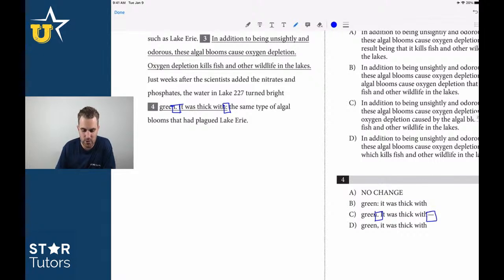I would imagine the period's going to work. Just weeks after the scientists added the nitrates and phosphates, the water in Lake 227 turned bright green. That's a full sentence. It was thick with the same type of algal bloom that had plagued Lake Erie. That's a full sentence, but we have this comma, we have this colon, and dash. Now, it should give you away right away that a dash and a colon can replace each other, so it should say that both of those need to be wrong. Because if they were both right, you can't have two right answers on the test. If we look to the left of the colon, it was thick with, that's not a full sentence. Same thing here, it was thick with, that's not a full independent clause.